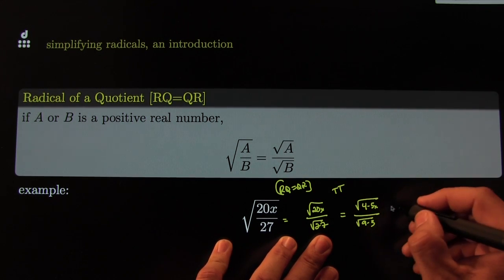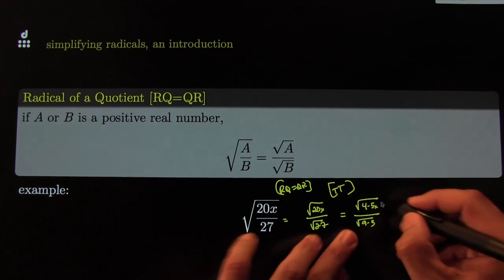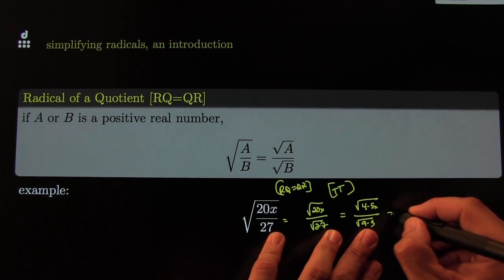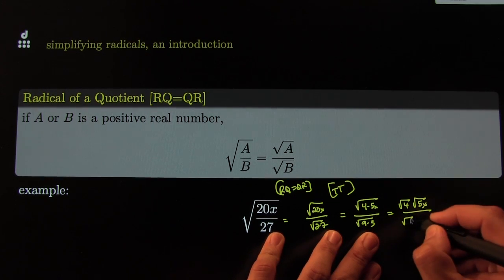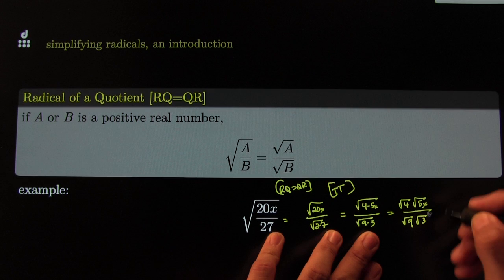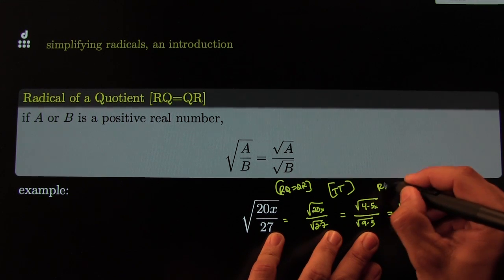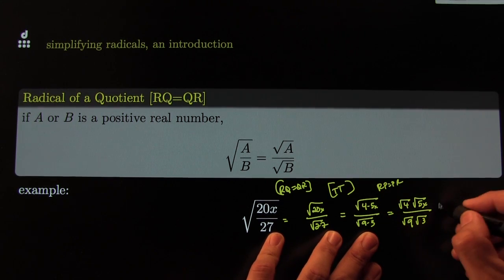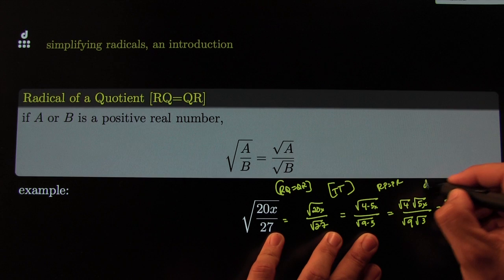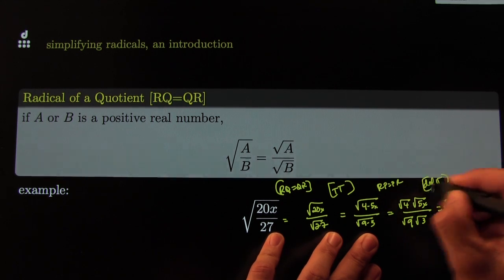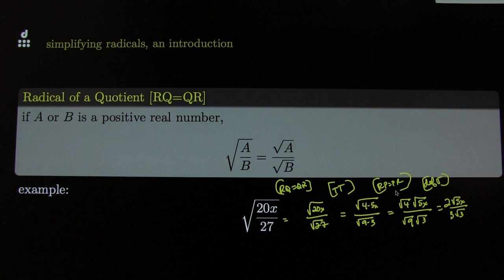And then from here, what can I do? I can break it up into little baby radicals. Square root of 4, square root of 5x, square root of 9, square root of 3. That's because the radical of the product is the product of the radicals. And that just becomes 2 times the square root of 5x over 3 times the square root of 3. And that's by definition of radical. And there we go. Another one, simplified.